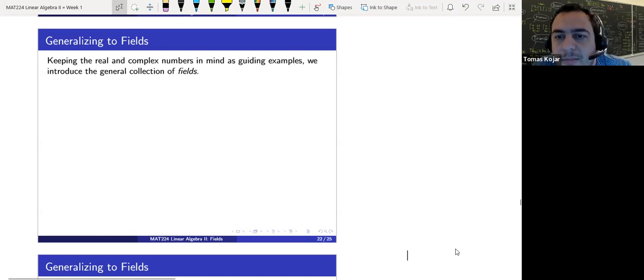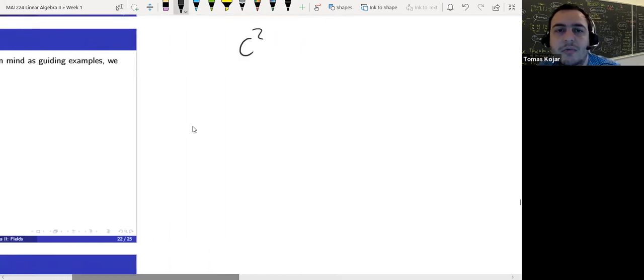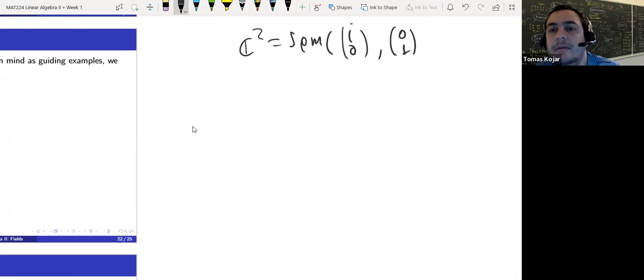So C by default has imaginary and real, right? Yes. So C2 is span is not, no, C2, okay. The thing I wrote for C2 is fine. So you can definitely write C2 is the span of (i, 0) and what else? (0, 1), right?